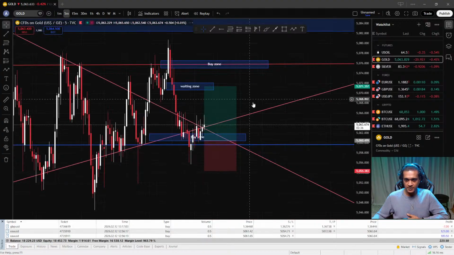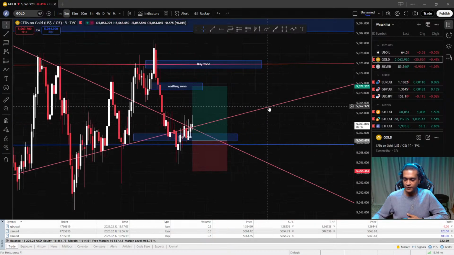Come on, ski. Do not close below. I want you to close above, and continue the uptrend rather than the downtrend.